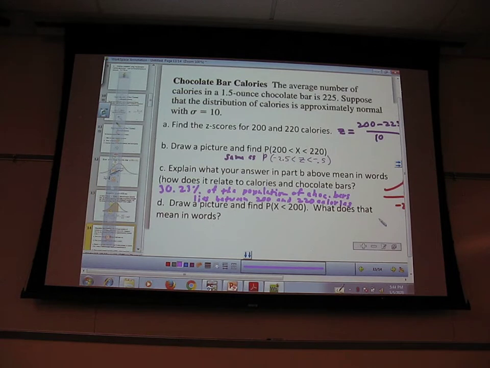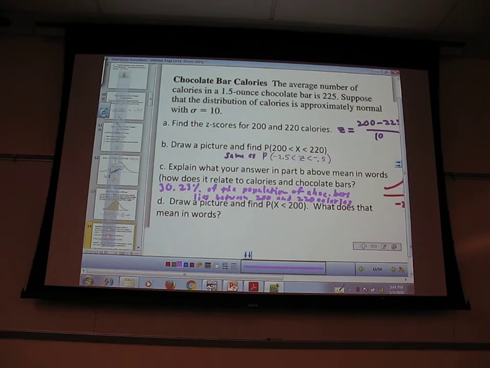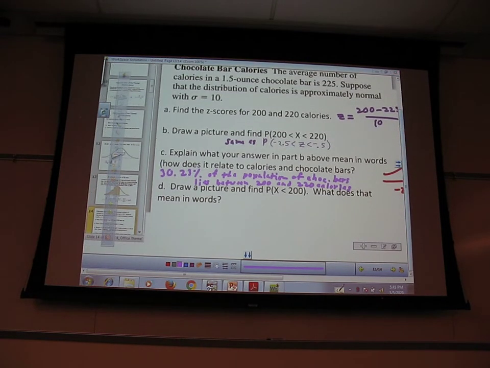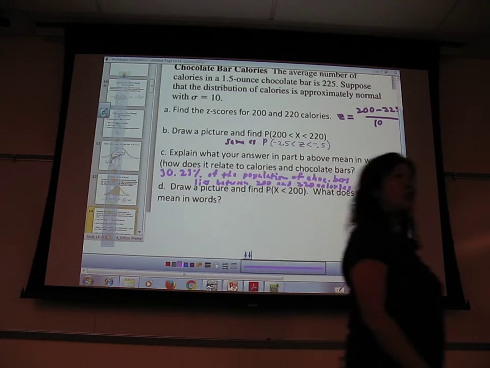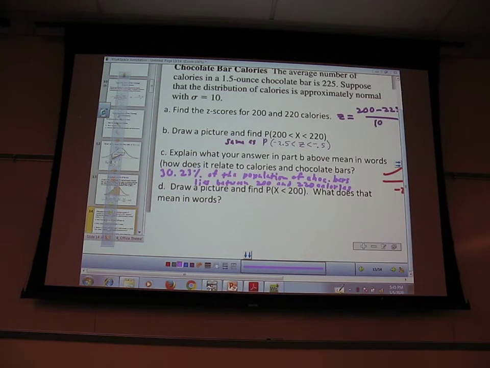Yeah. Okay, good. All right, so you guys need just another minute to finish up D, and I want you guys to take a minute. Do D. You already calculated the z-scores for it, so you don't need to calculate that again. But you do need to draw a picture and say what it means in words.